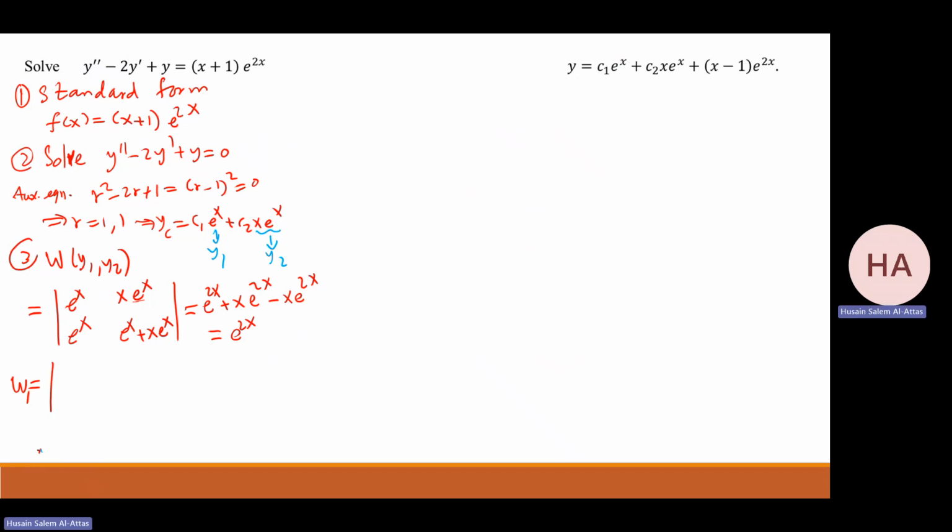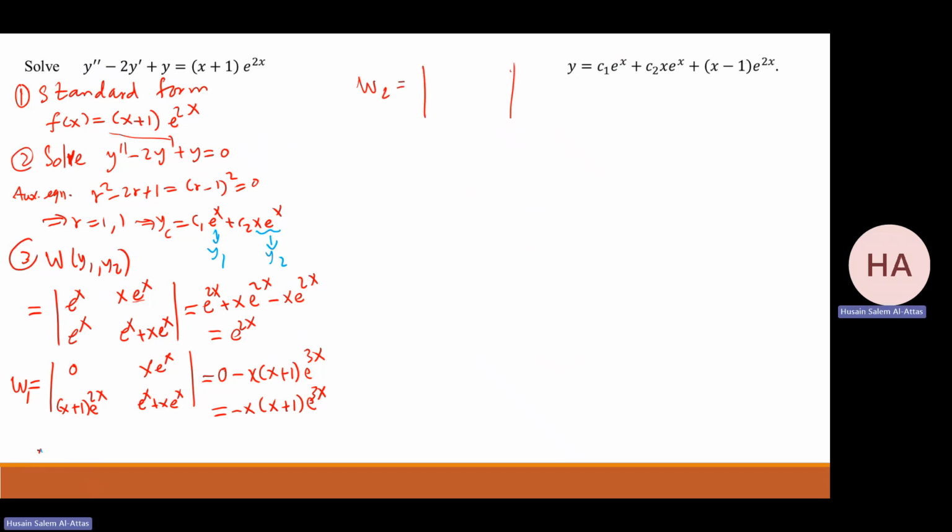W1 is what? I replace the first column with 0, f of x, and this is my f of x: x plus 1 e to x. The rest is the same. Now do the calculation. That will be what? 0 minus x times x plus 1 e to the power 3x, which is minus x plus 1 e to the power 3x. Then we find W2.